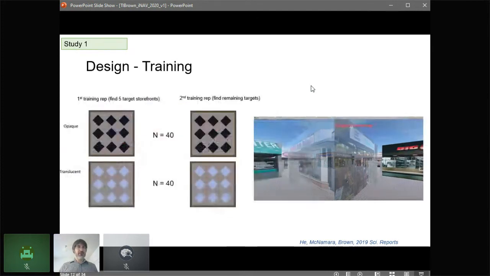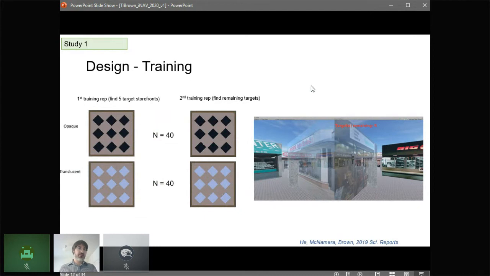So in this task, what we had was a relatively small environment with 9 buildings, and on each building there were 4 different storefronts. And over the course of 2 training sessions, participants would explore the environment, and they'd gradually learn where 9 target storefronts were. And the thing to highlight is this task was actually quite difficult despite its small size. So there's no global landmark, and you'll note the buildings are all rotated relative to one another. So there's a relatively complex relationship between these storefronts, and it's pretty hard for participants to learn. So this is important because we're really taxing everyone's ability to varying degrees.